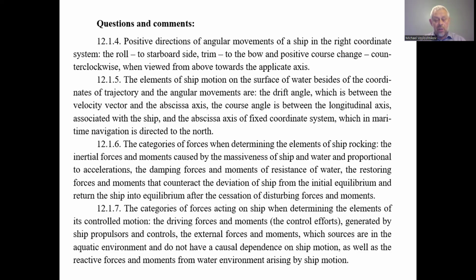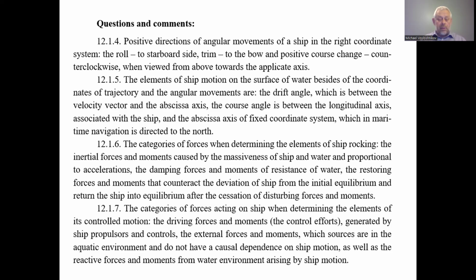12.1.6, the categories of forces when determining the elements of ship rocking. The inertial forces and moments caused by the massiveness of the ship and water and proportional to accelerations. The damping forces and moments of resistance of water, and the restoring forces and moments that counteract the deviation of the ship from the initial equilibrium and return the ship into equilibrium after the cessation of disturbing forces and moments. These are the categories of the forces when we consider ship rocking.